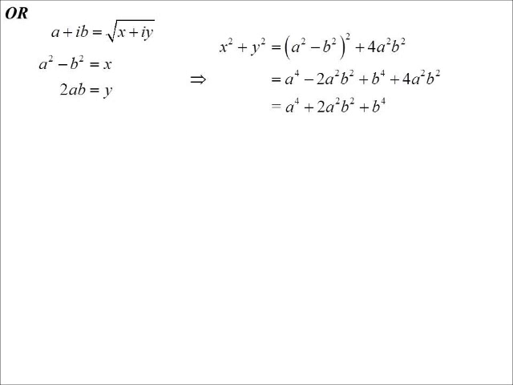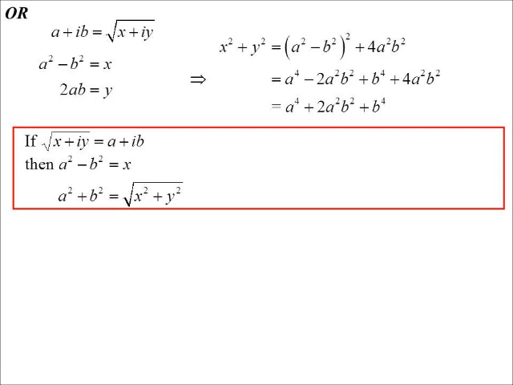So I can say x squared plus y squared will be (a squared minus b squared) squared plus (2ab) squared, so 4a squared b squared. And I can rewrite that and get a to the power of 4 plus 2a squared b squared plus b to the power of 4. So, using that idea, if the square root of x plus iy is a plus ib, then we know a squared minus b squared is always the real part. That bit stays the same. But the other bit, a squared plus b squared, is the square root of that idea, a number times its conjugate, x squared plus y squared.